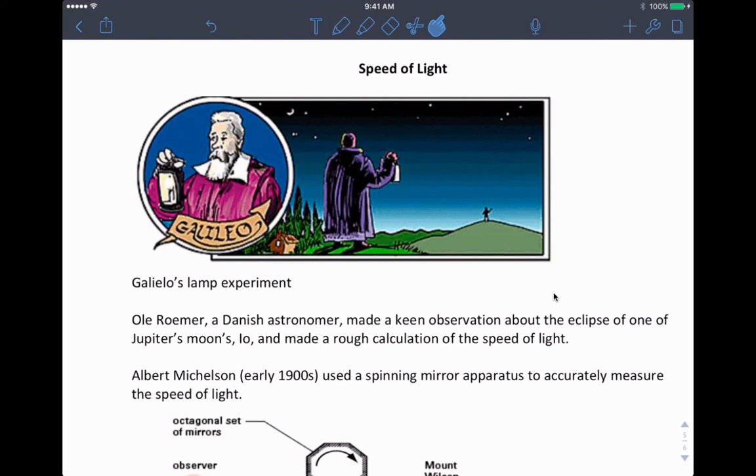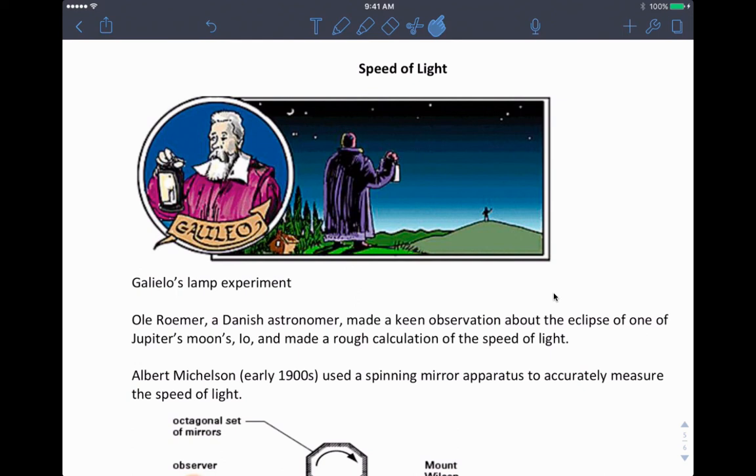And I'm going to try to measure how much time elapses between when I open my lantern and when I see the light from yours. If you can imagine having that set up, it was completely inconclusive. Light travels so fast that the instant Galileo opened his lamp, he would have seen the lamp from his assistant who was eagerly awaiting, and just way too fast.